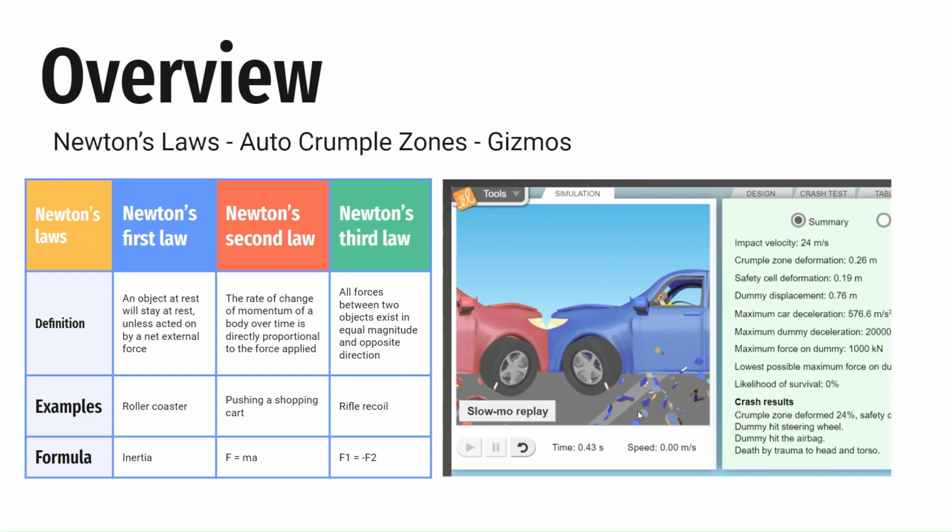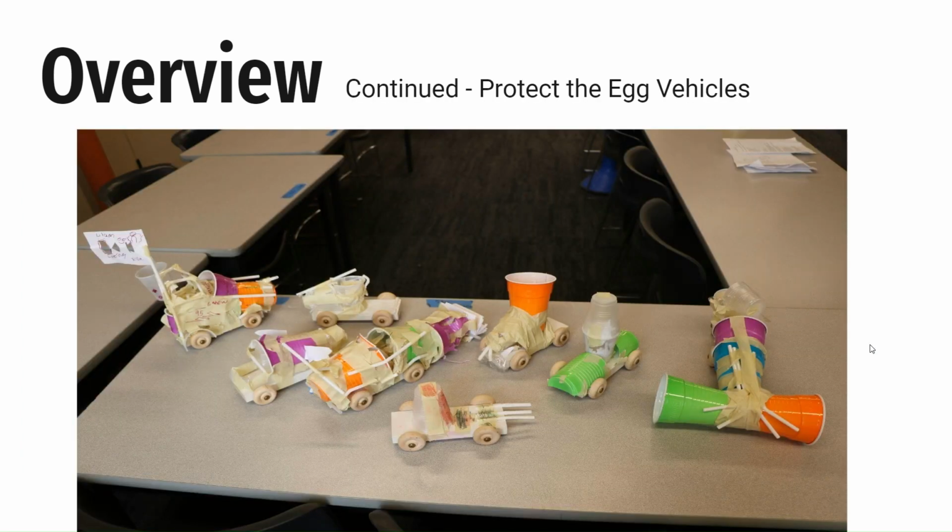Just for an overview, the lesson was about Newton's laws. We used Gizmo about auto crumple zones, discussed auto crumple zones as part of the lesson. We used that because our final project in the lesson was these egg vehicles, as you see here. These were all made by 8th graders who created these vehicles from a very simple kit of materials, and they created these vehicles to withstand a front-end collision.